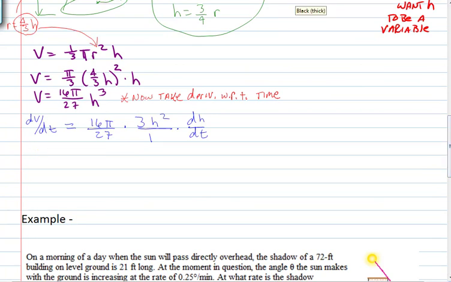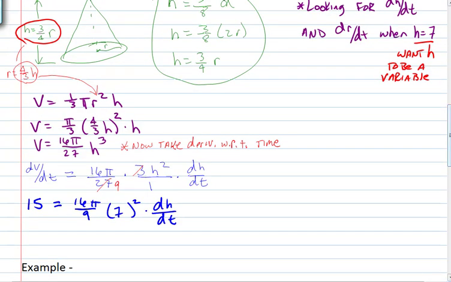So now I'm going to get 15, because that was dV/dt, equals, this 3 is going to cancel with this 3, leaving behind 9. So this is going to be 16 pi over 9 times h squared times dh/dt. Because remember, when h was 7 was part of this. We're finding dh/dt and dr/dt when h is 7.